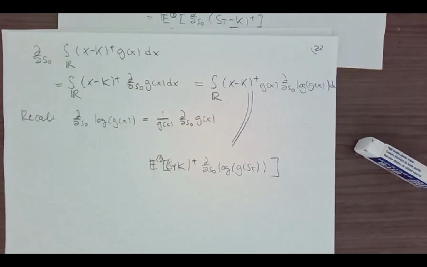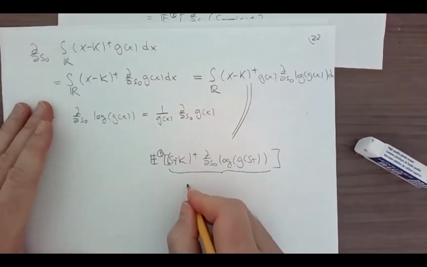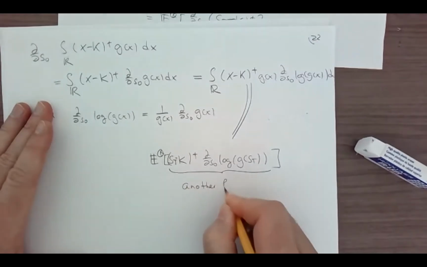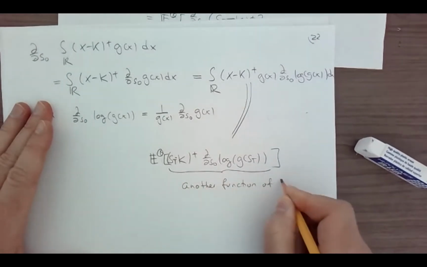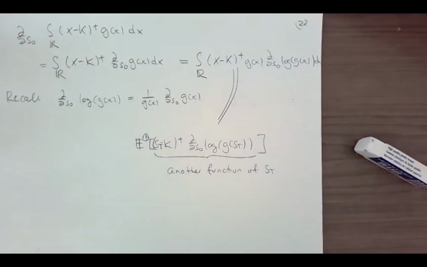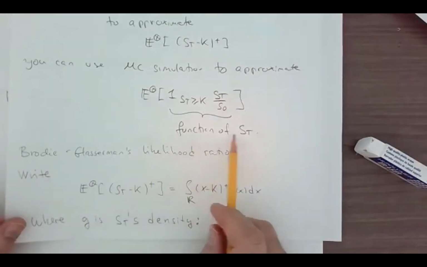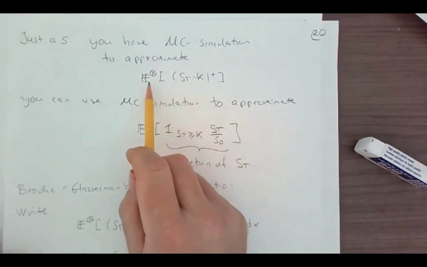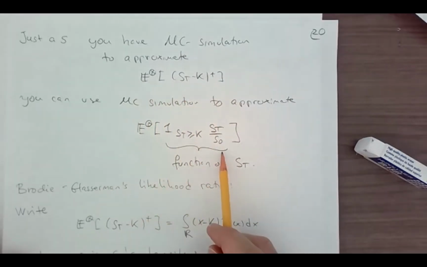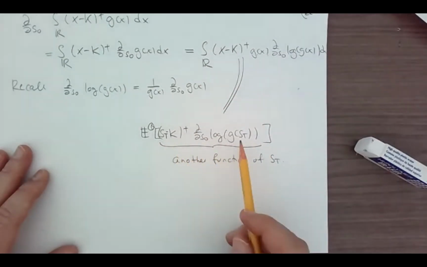So again, what we see is this is just another payoff, just another function of S_T. So you can use, just as before, the pathwise derivative, and you're able to write the derivative in this form. But that's just another function of S_T. So if you know how to do this one, you'll know how to do this one. It's just a different function. And likewise, this is yet just another function of S_T.